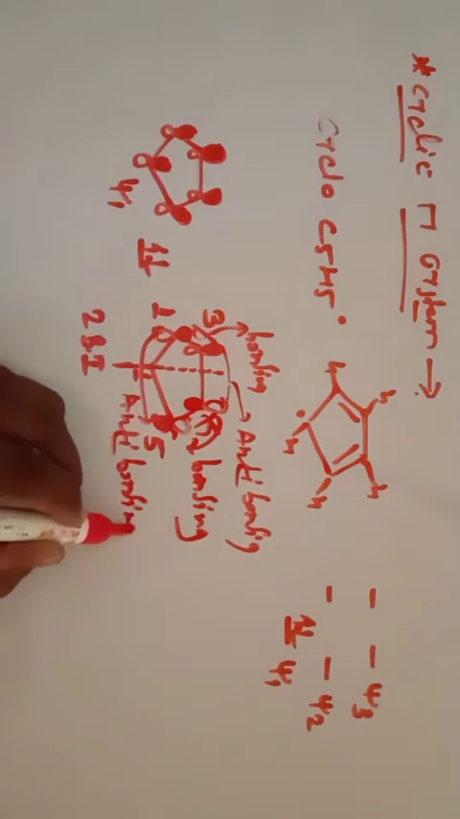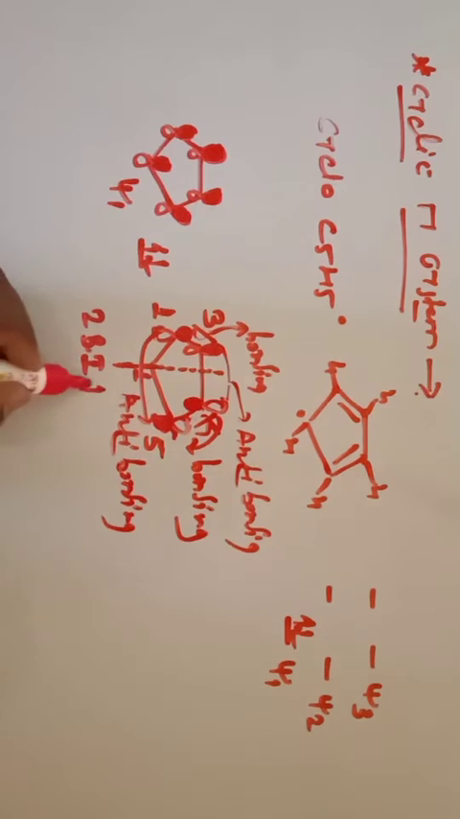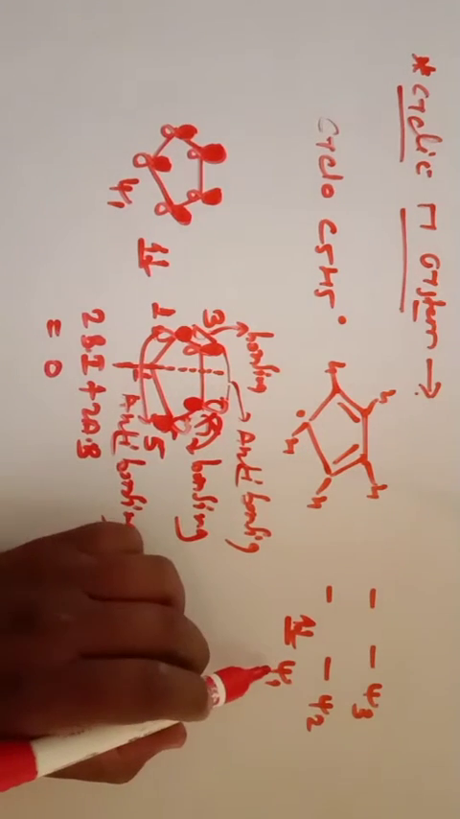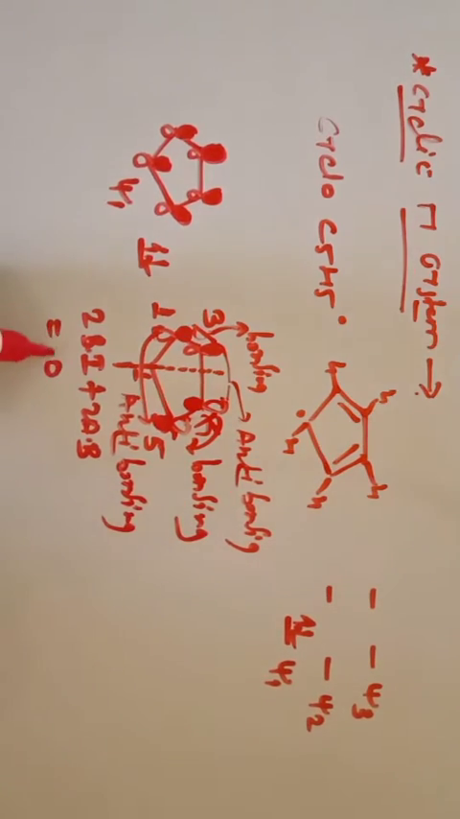So there are two bonding interactions plus two anti-bonding interactions, which results in zero, meaning there is no interaction. The bonding interaction is cancelled by the anti-bonding interaction. If you consider there are a total of 5 electrons, 2 electrons go here, but with no interactions, there is no electron density.